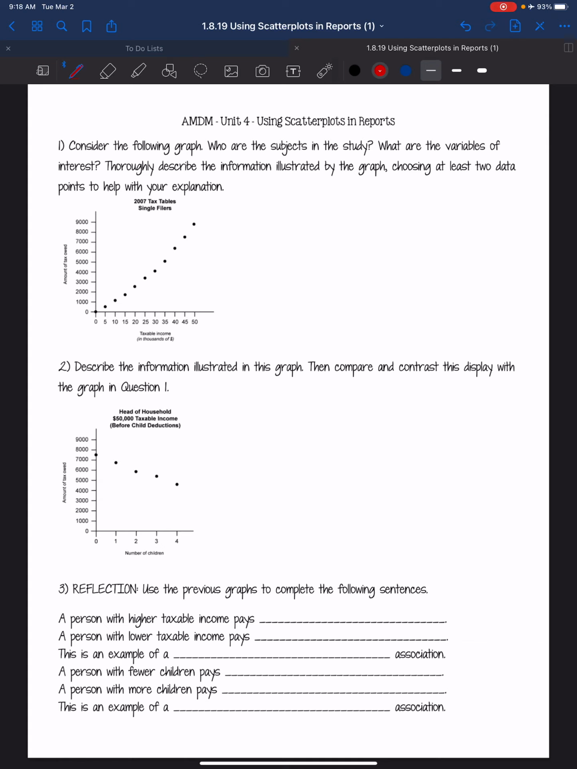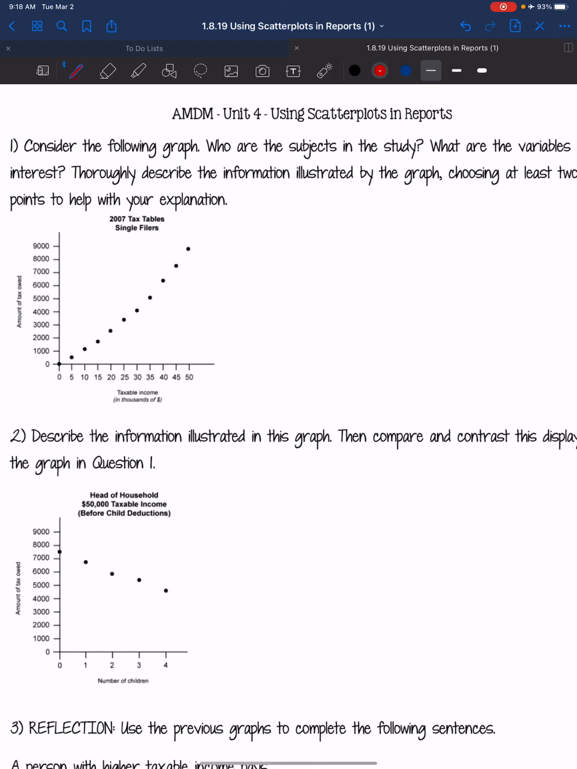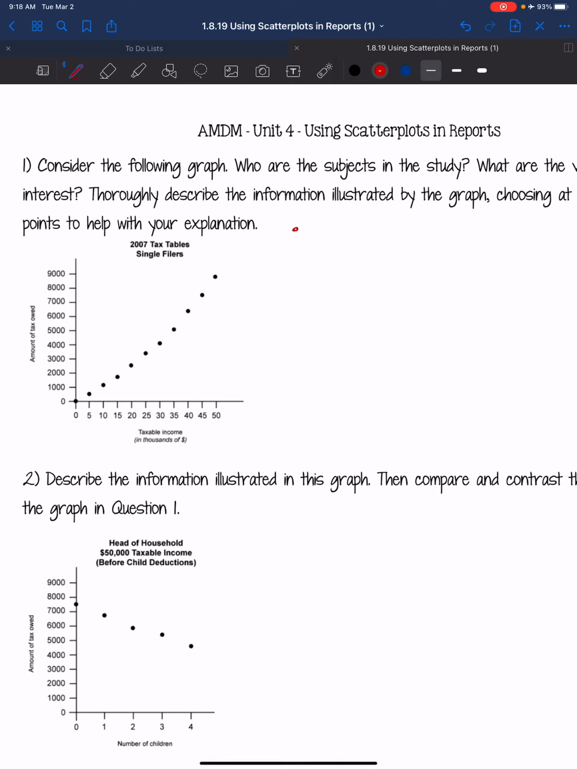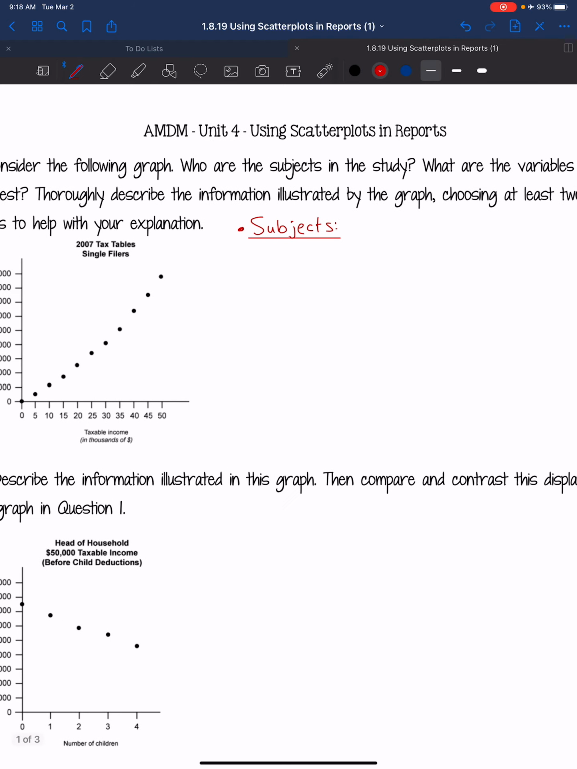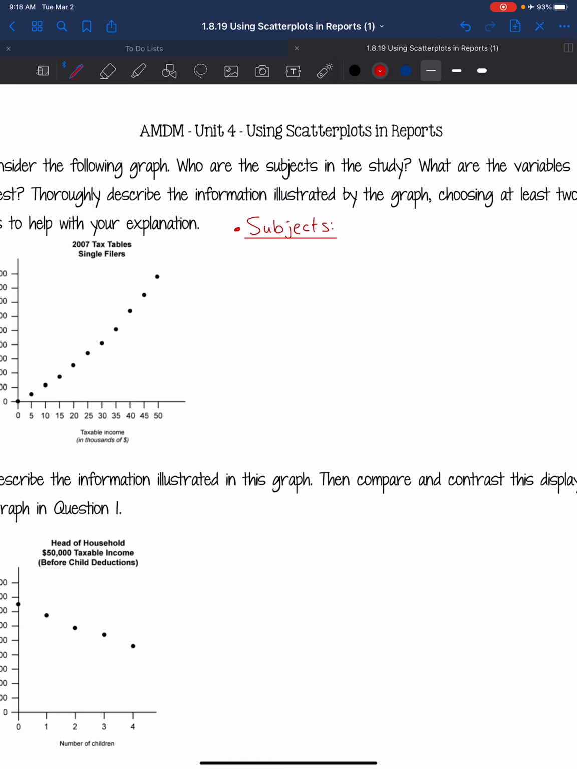So, we've got 3 things that they want us to find. They want us to find who are the subjects of the study, what are the variables of interest, and then thoroughly describe the information illustrated by the graph. So the very first thing is subjects. So if I'm looking at this graph, I can see that I'm talking about 2007 tax tables for single filers, and it's comparing the amount of tax owed compared to their taxable income, right, in thousands of dollars. So for the subjects, it's just going to be single tax filers in 2007.